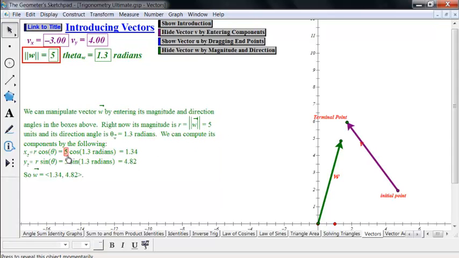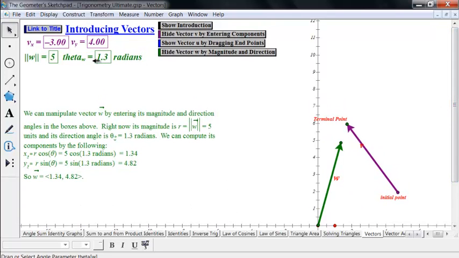Okay, so if we take the magnitude times the cosine of the angle, we get the length of the x coordinate and the y component here, x component here. So this is saying we're going to the right 1.34 units, and we're going up 4.82 units. So in component form, you could write it like this. Of course, that's rounded off to 2 decimal places.